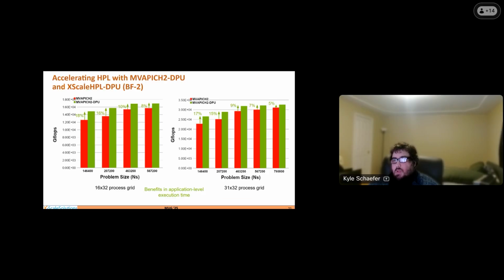So here's the same configuration and setup, but we're looking at the total execution time. And with that overlap, you can see a reduction in overall runtime by up to 23%.